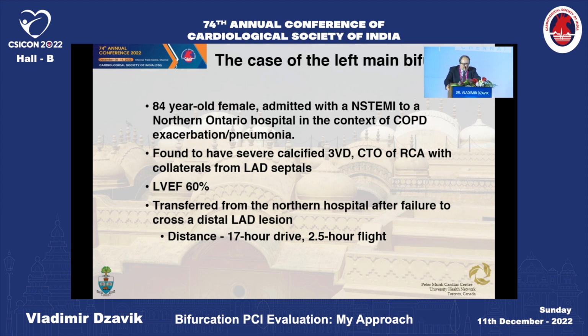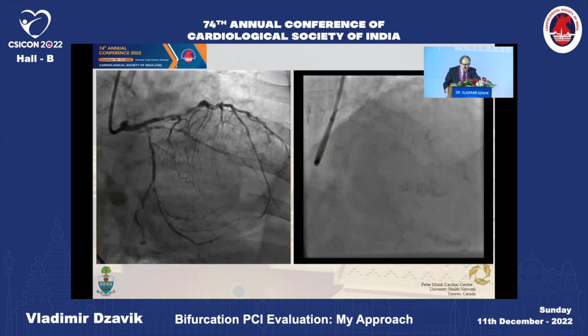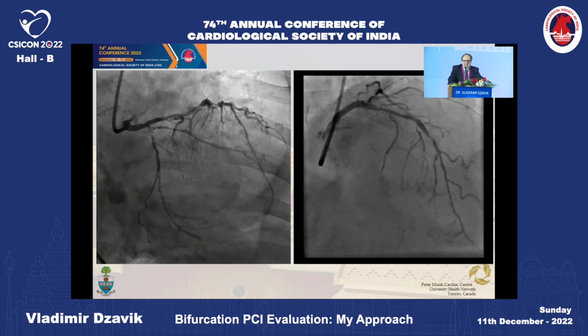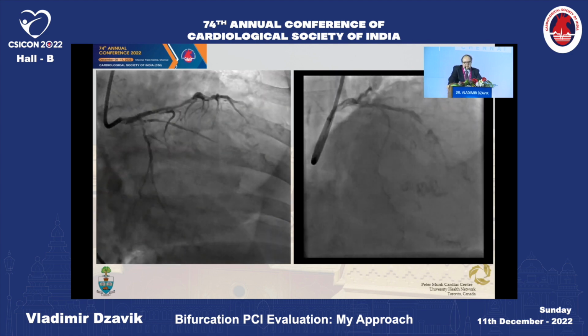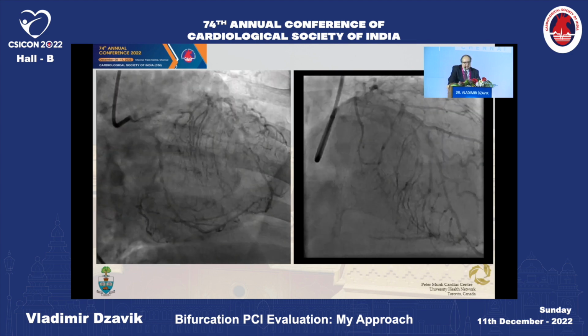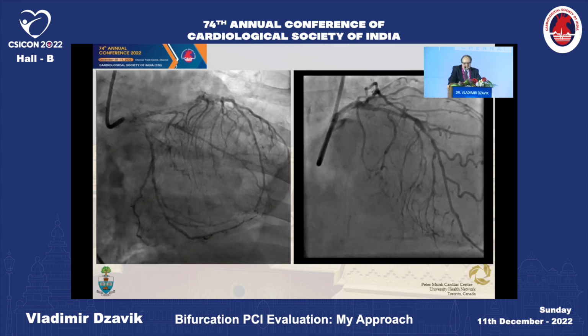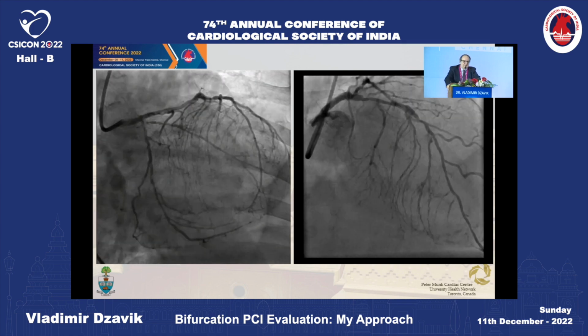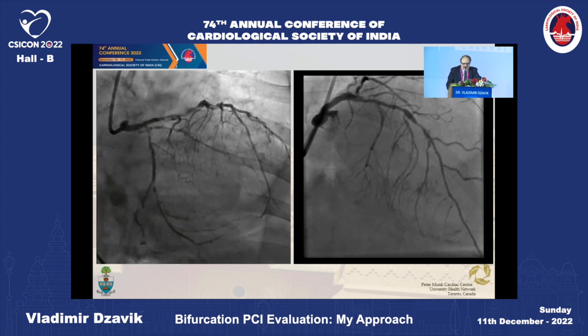So she, with her NSTEMI, underwent angiography. She had high-risk features, so not a surgical candidate. Found to have severe calcific three-vessel disease, CTO of the RCA, collaterals from LAD septals, good LV function. She was transferred, and this is what we're looking at. So they had already attempted a PCI. They had attempted to open her LAD and were able to wire it, but couldn't cross that mid-distal transition of the LAD with any balloon that they had.